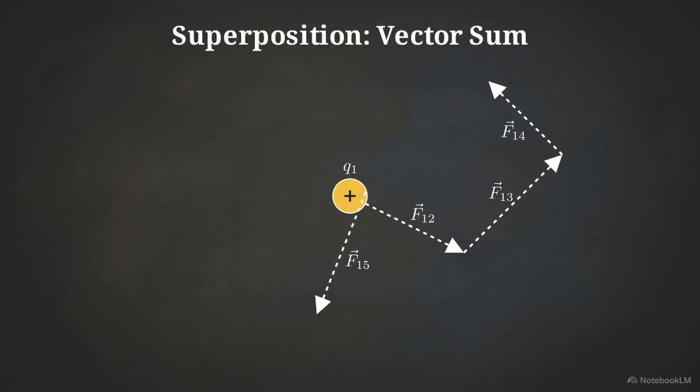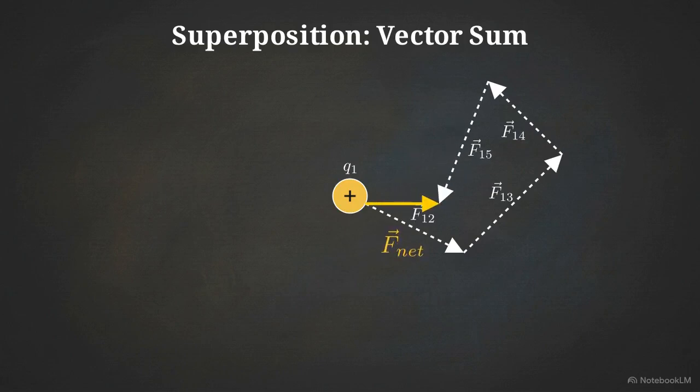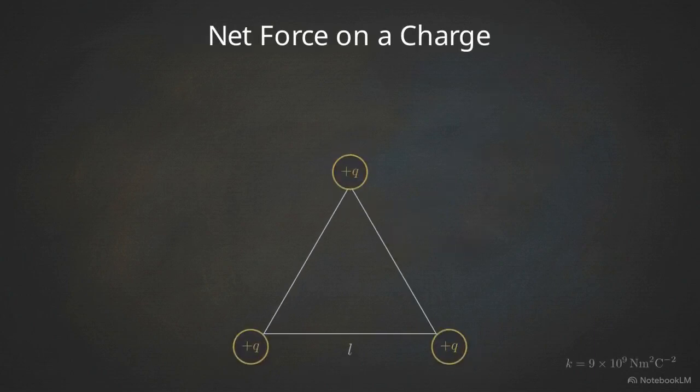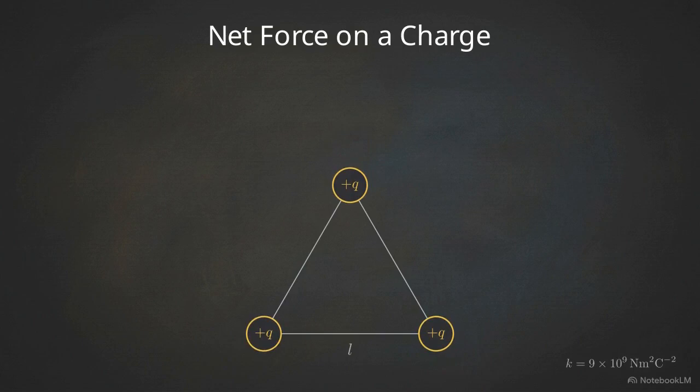However, because force has direction, you cannot add these like simple numbers. You must calculate the vector sum to find the net effect. Take a moment to try this. If you have 3 identical positive charges at the corners of an equilateral triangle, what is the direction and magnitude of the net force acting on the top charge?